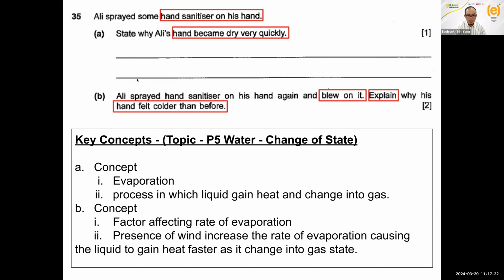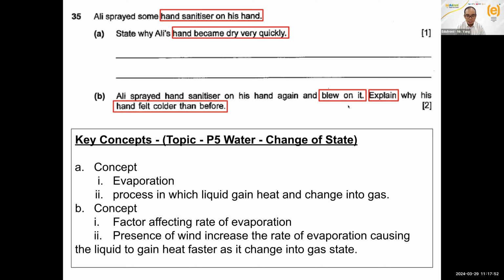And for part B, now let's recall. Remember on the topic of water, you learned about factors affecting the rate of evaporation, right? There are 3 factors in your syllabus that you need to know that affect the rate of evaporation. Number 1, the temperature of the surrounding. Secondly, the exposed surface area of water. And thirdly, the presence of wind.